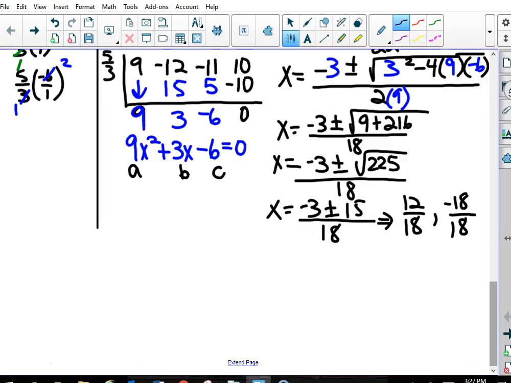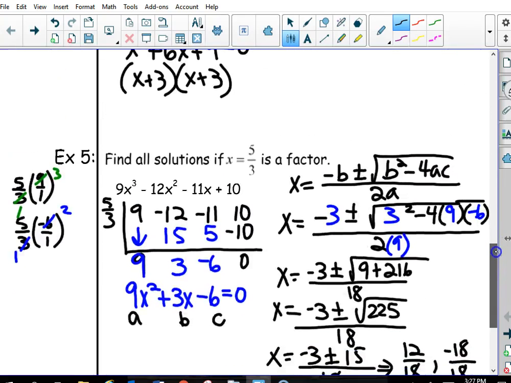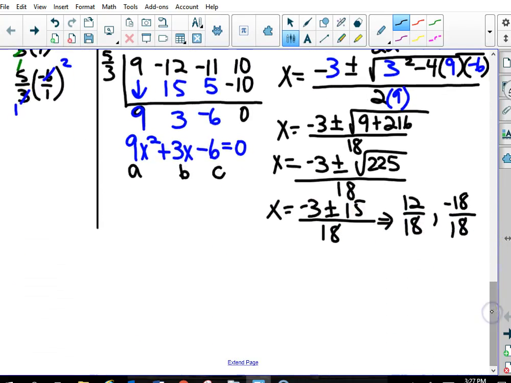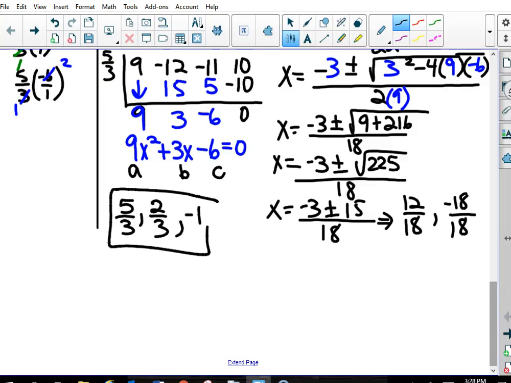So my other solutions, well, let's start out with 5/3. Find all solutions if 5/3 is a factor. All solutions starts with 5/3. And 12 over 18, that looks like 6 going into 12 twice, 18 3 times, 2/3, and negative 1.